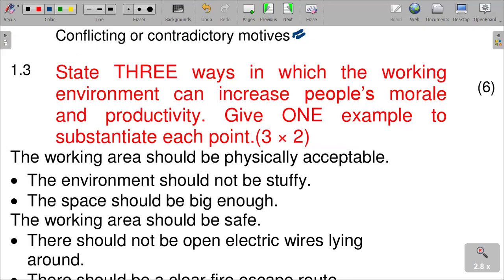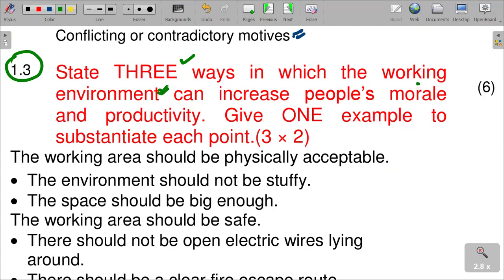So we can go on, and we are on question 1.3. State three ways in which the working environment can increase a person's morale and productivity. Three ways in which the environment a person is working in can increase people's morale.